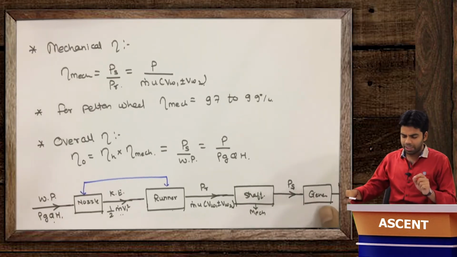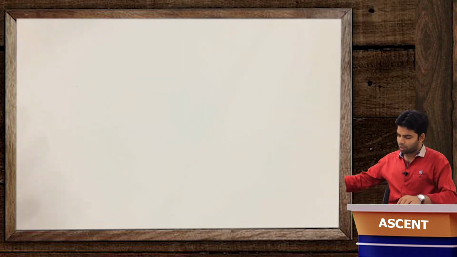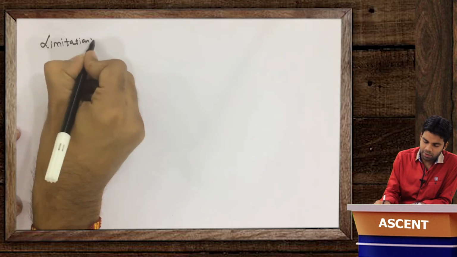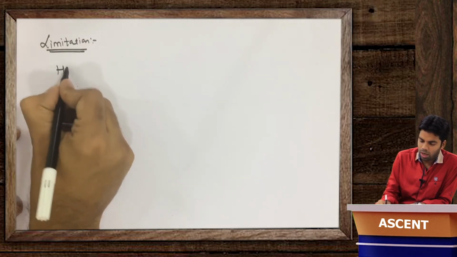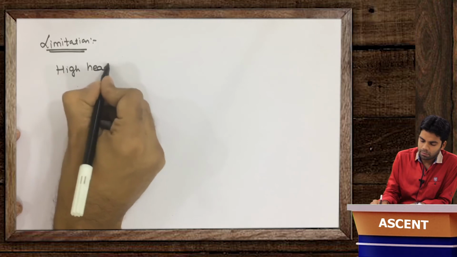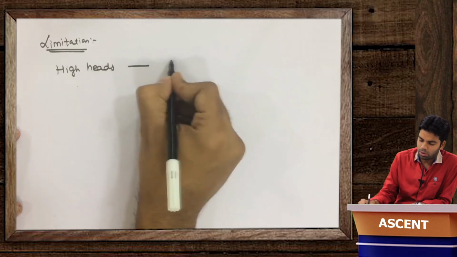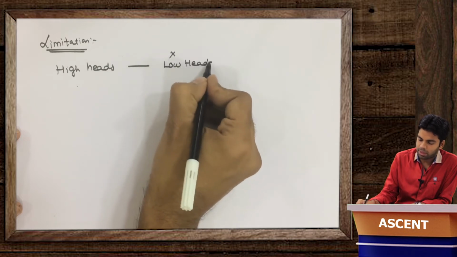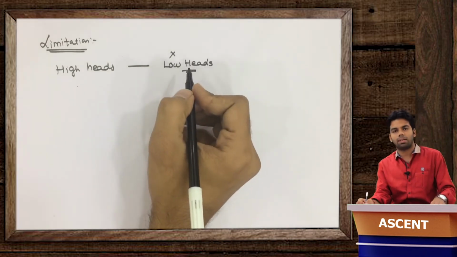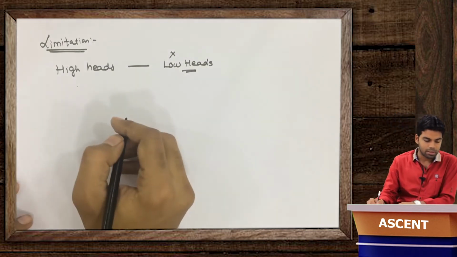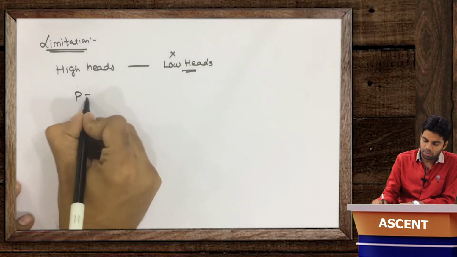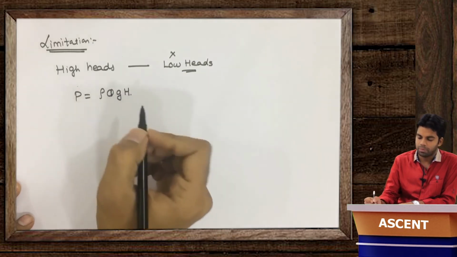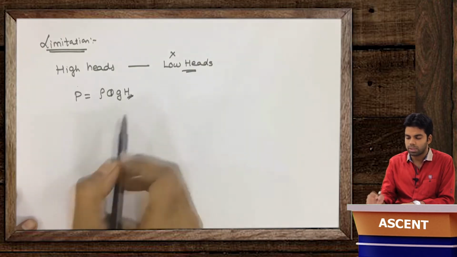Now there is one limitation of this Pelton-Wheel turbine. I will tell you that limitation. This Pelton-Wheel turbine is suitable for high heads only and not for low heads. So this Pelton-Wheel turbine is not suitable when the water is available at low head. The reason being very simple. The water power P is equal to rho g Q H.